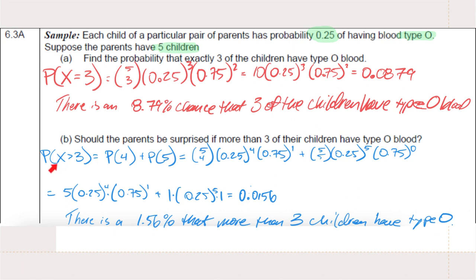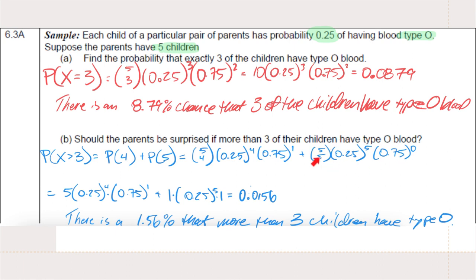So X is our number of children that have type O blood. Probability that X is greater than 3. Well, there are only 2 options out of N trials, being 5: the probability that 4 of them do, or the probability that 5 of them do. It's or, so 4 or 5 would satisfy this condition. So I have 5 choose 4 times 0.25 to the 4th power times 0.75 to the 1st power. This is the probability that exactly 4 of them have type O blood, and I add to that the probability that exactly 5 of them, all of them, do.